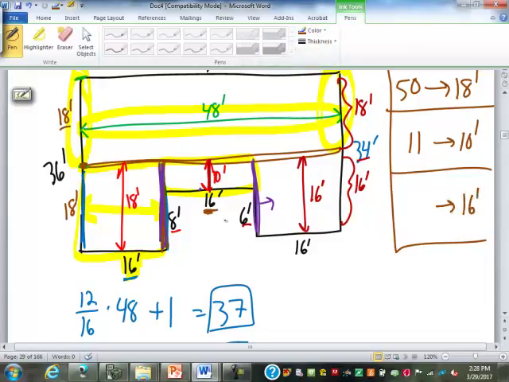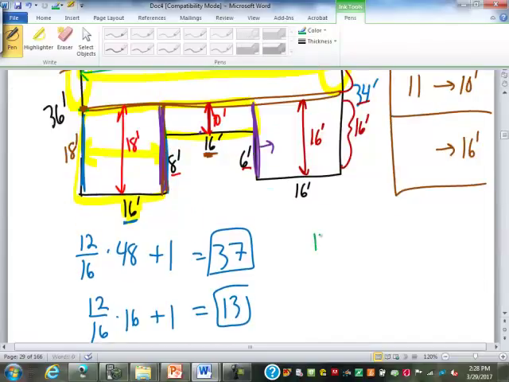So now we need to figure out how many. It's a 16-foot run again. So I'm going to do 12/16 times 16. We said we were going to have one on this end, so that one's there. Do we need one on this end? Yes, we do. So we are going to add one because we need one on both ends. So 12/16 times 16 is 12. Plus 1 is 13. So we need 13 of those 16-footers.